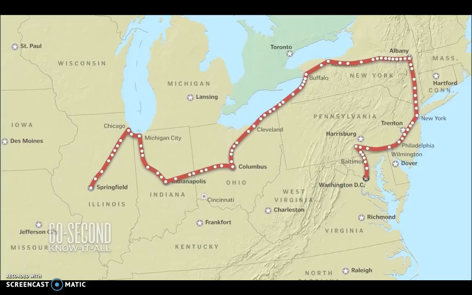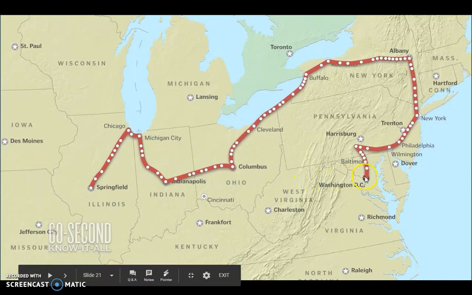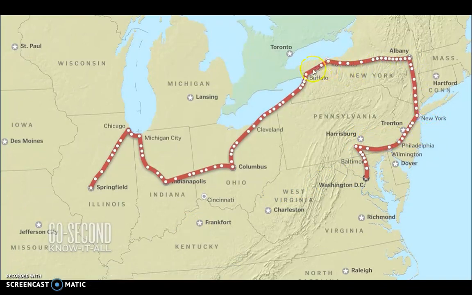They actually had a funeral train route which started in Washington, D.C., and went all the way around, up to Albany, New York, Buffalo, Cleveland, Columbus, Indianapolis, Michigan City, Chicago, and all the way back down to Springfield. This was a big deal because back then, 1 in 4 people actually came out to the train route to see Abraham Lincoln before he was laid to rest.